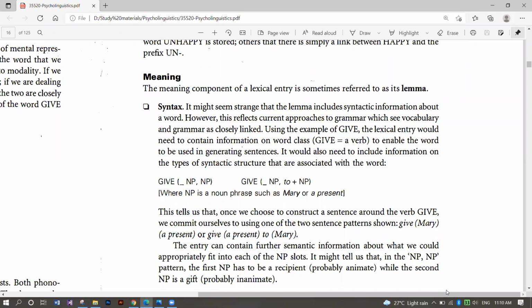So this tells us that once we choose to construct a sentence around the verb, we commit ourselves to using one of two sentence patterns shown. See, give Mary a present. Here, after give comes Mary, which is a noun phrase, and then a present is also a noun phrase. We can also use it this way: give a present to Mary.